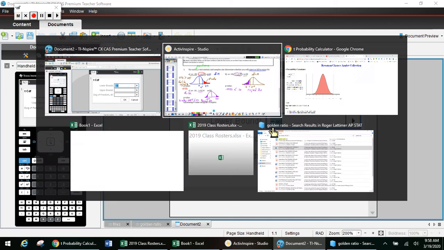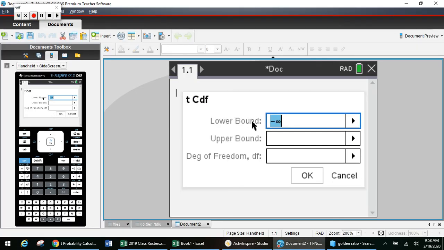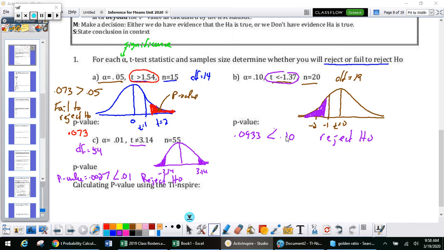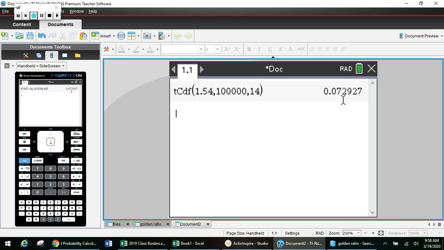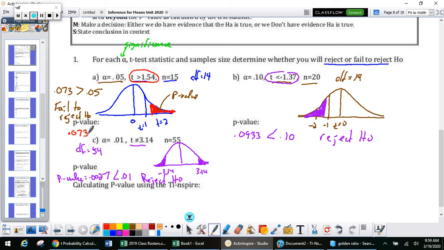So our lower bound was 1.54. I'm going back to the first one. My upper bound was something like infinity. And then degrees of freedom is so important because you have to make sure you specify which curve you're in. And 14, and there you go, 0.0729. That is my p-value, 0.073, which is what we got off the computer. Okay, so we can do that.